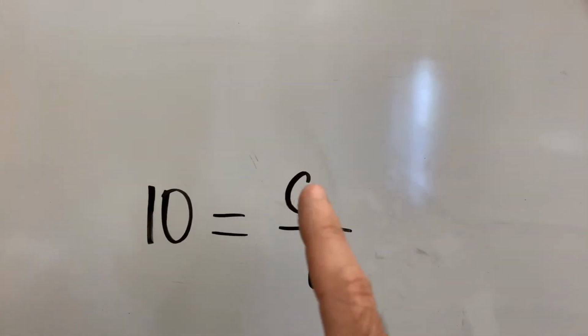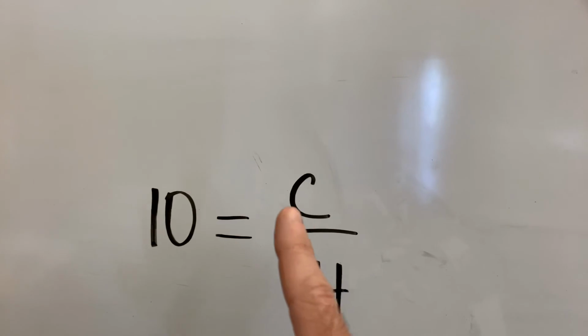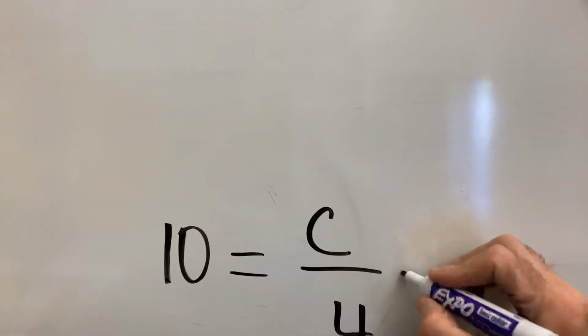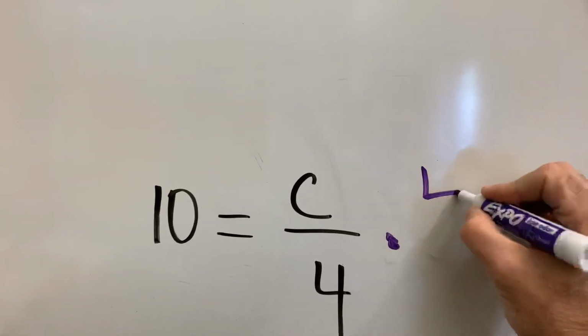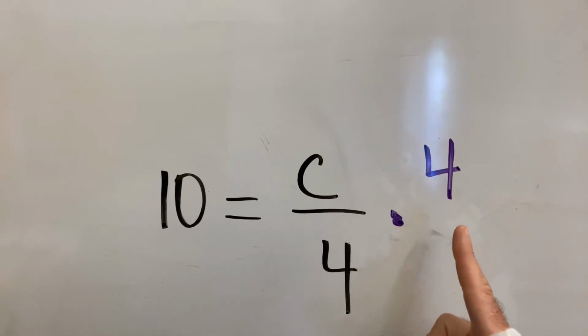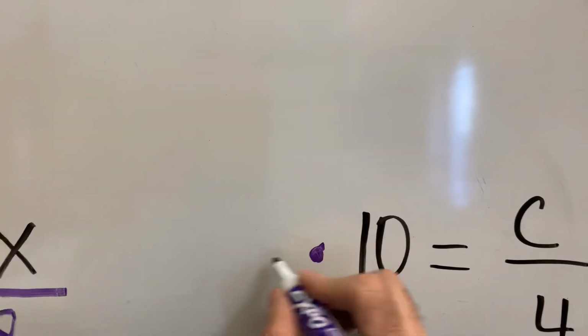Last problem. 10 is what number divided by 4? If I want that c all by itself, I want to get rid of divided by 4 by multiplying by 4. Notice that I put the 4 in a diagonal fashion. What I did to the right expression, I got to do to the left expression.